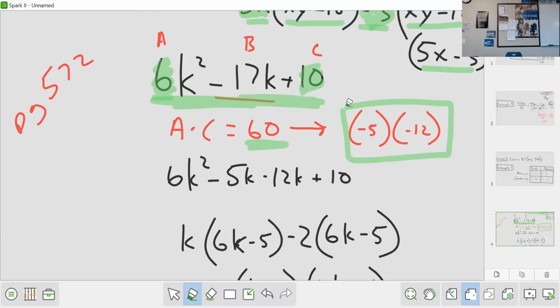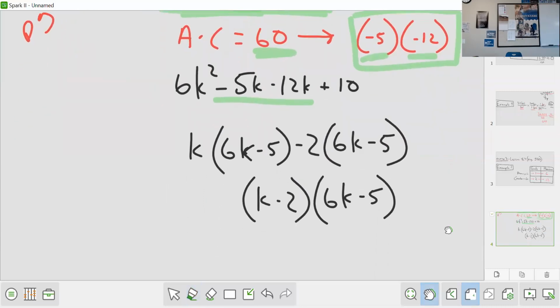So what I did is I take this negative 17 and split it up into a negative 5 and a negative 12, and I end up with a minus 5k and a minus 12k. And once I do that, I can factor it the way I've been just showing you how to do. All right.